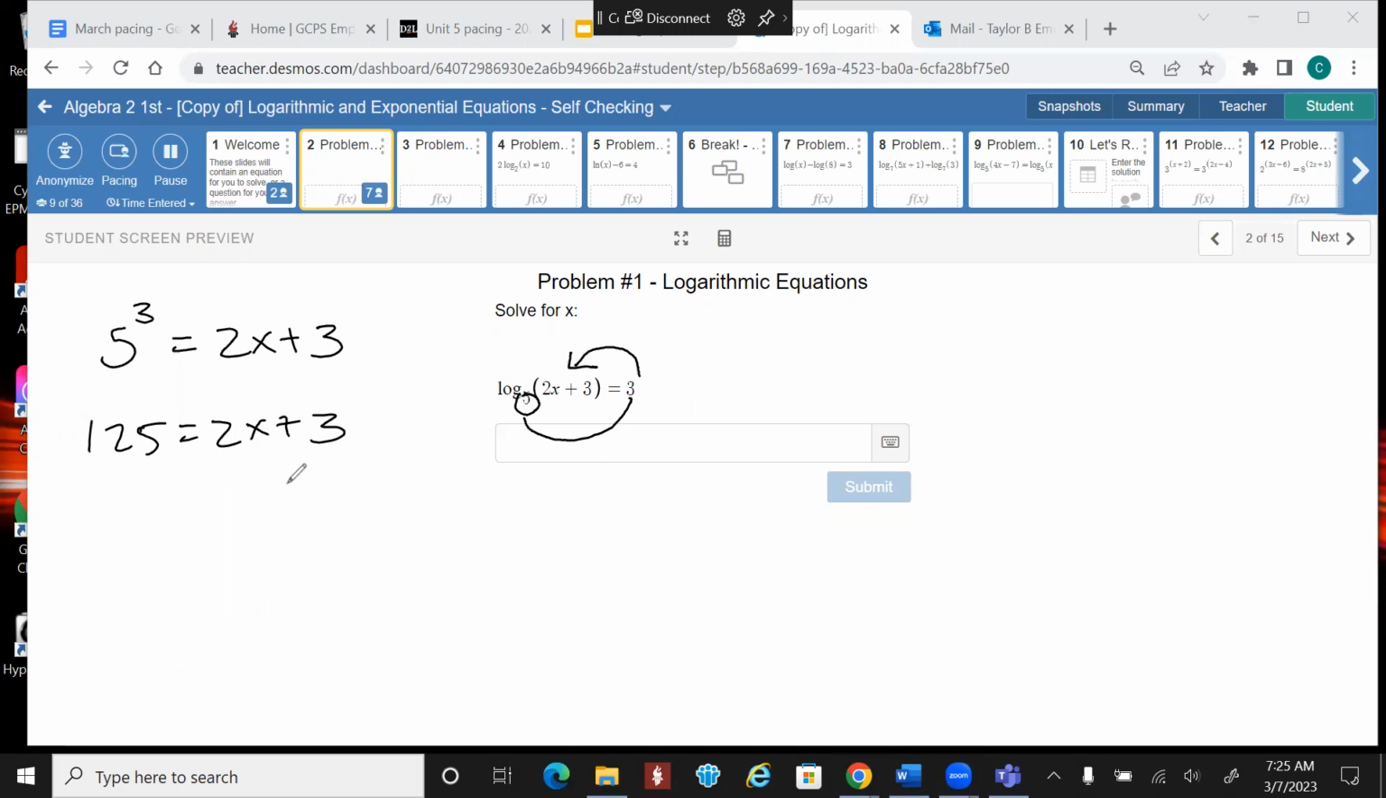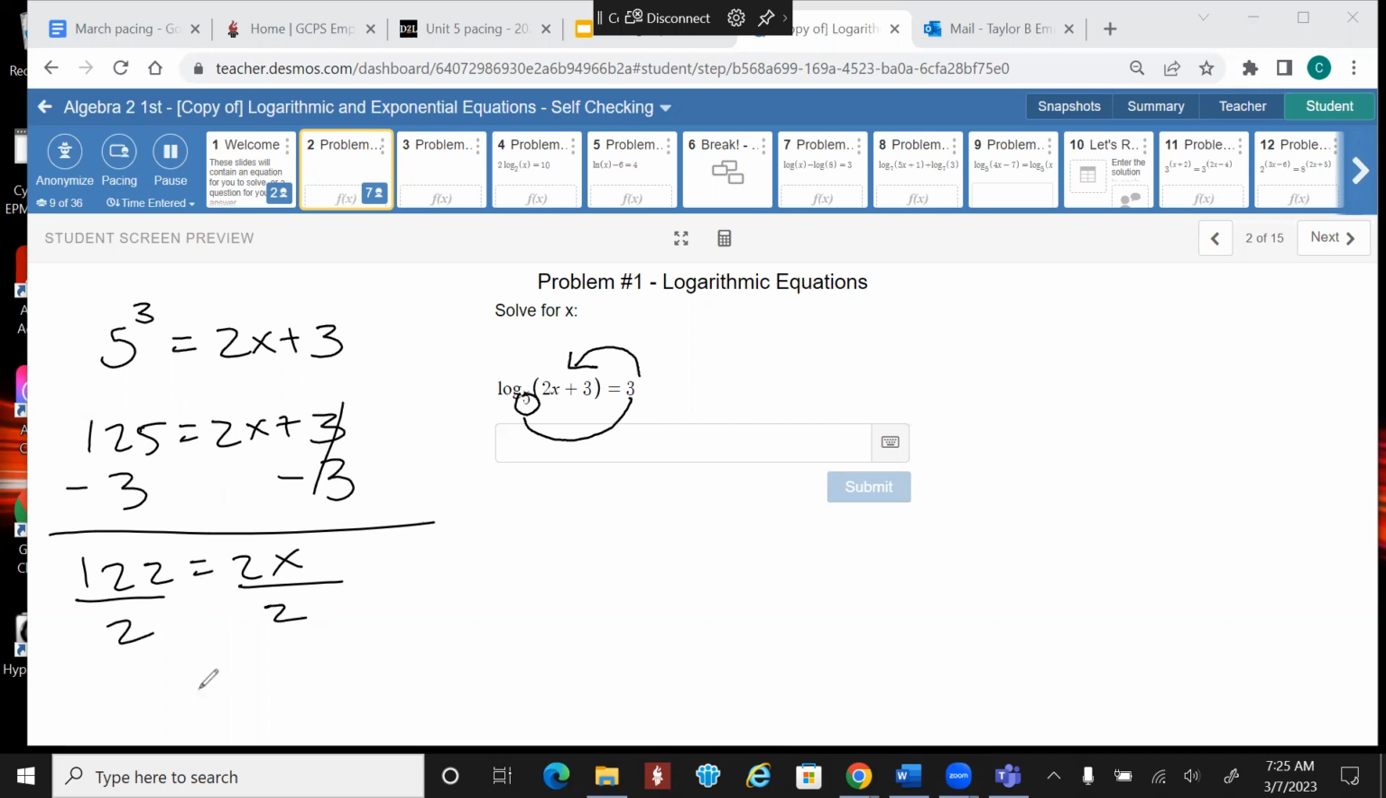And then what are we going to do next? Subtract 3 from both sides. And so that's going to give me 122. And then if we divide by 2, that's going to give me 61. So right here, you're going to type 61.